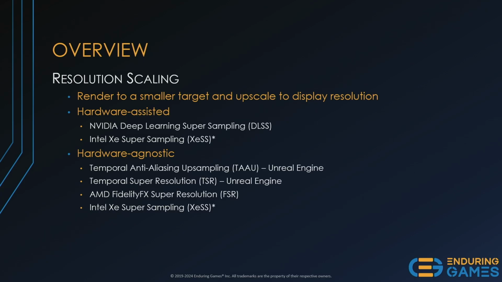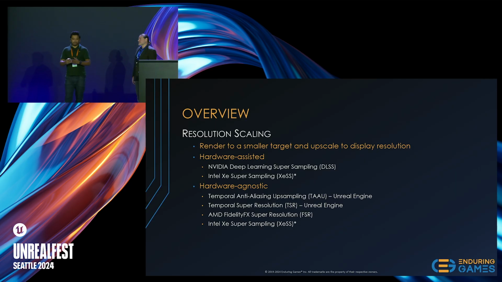NVIDIA's DLSS relies on the tensor cores within Ampere chips to actually do the work with AI inference. And Intel's XeSS is similar in that they use the DP4A and the XMX chipset on their Intel cards to support resolution scaling and make that faster on Intel hardware. The special case with Intel is that they also have a non-agnostic approach that uses shaders instead as a fallback for when the customer doesn't have Intel hardware.